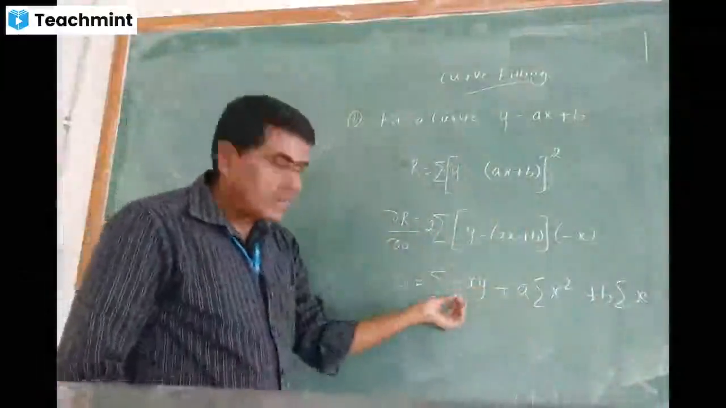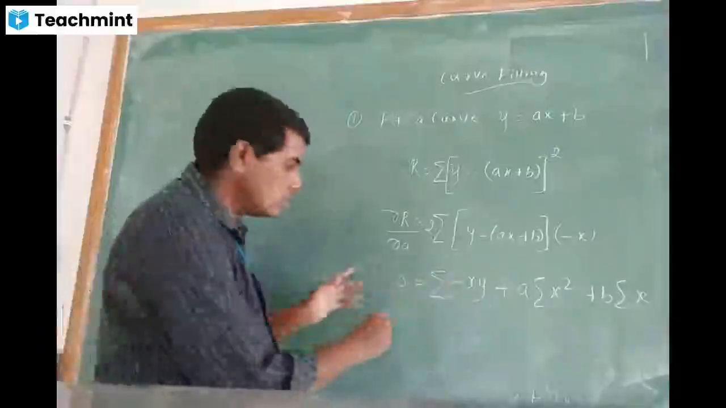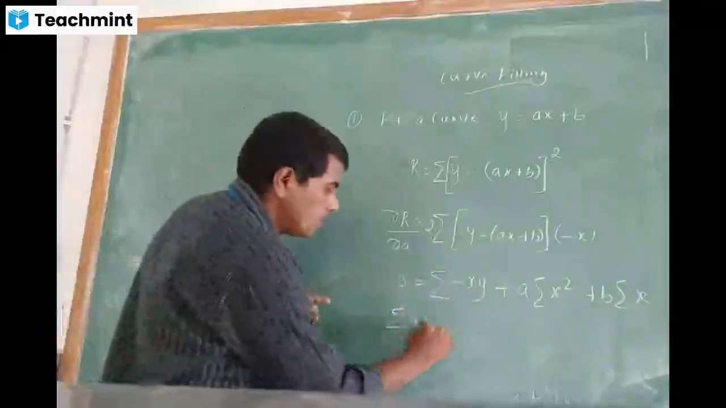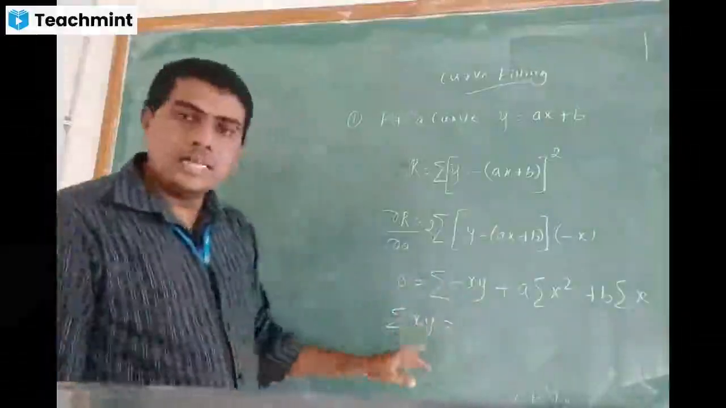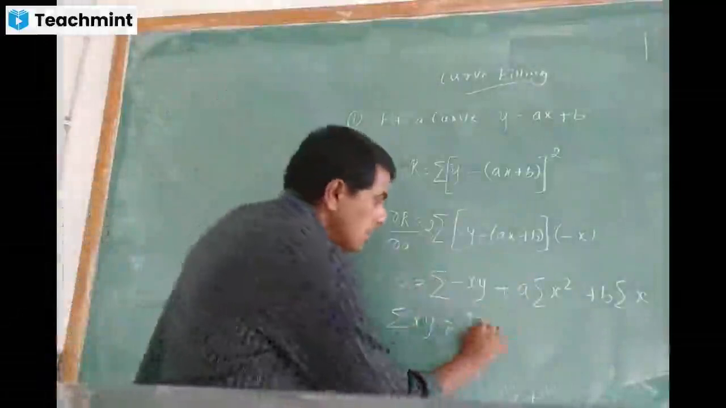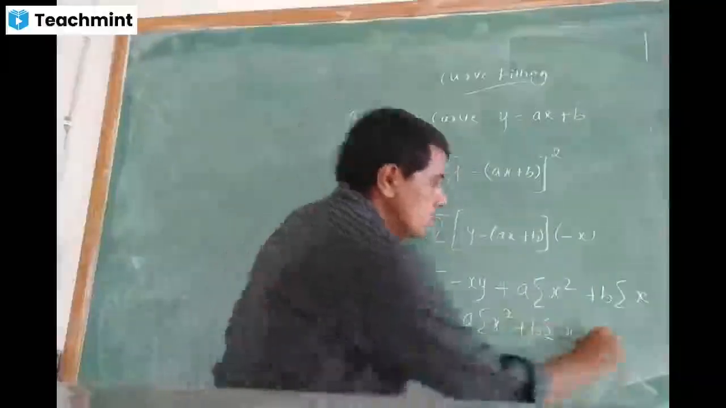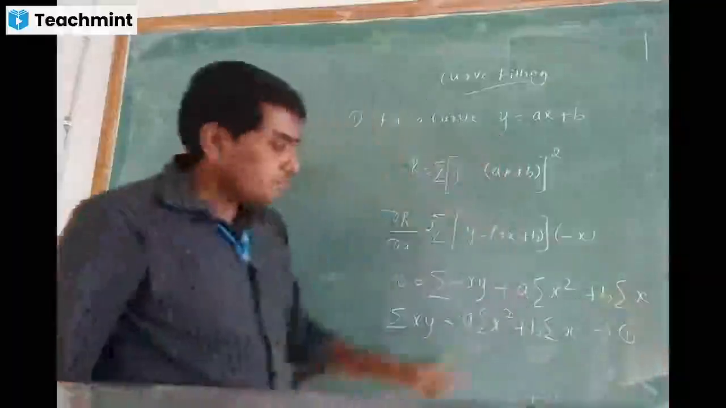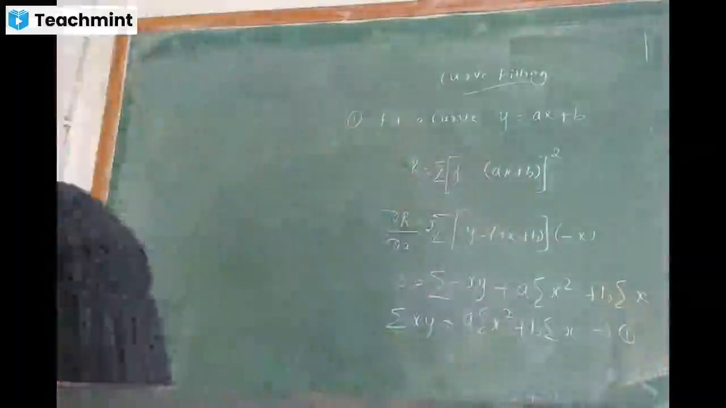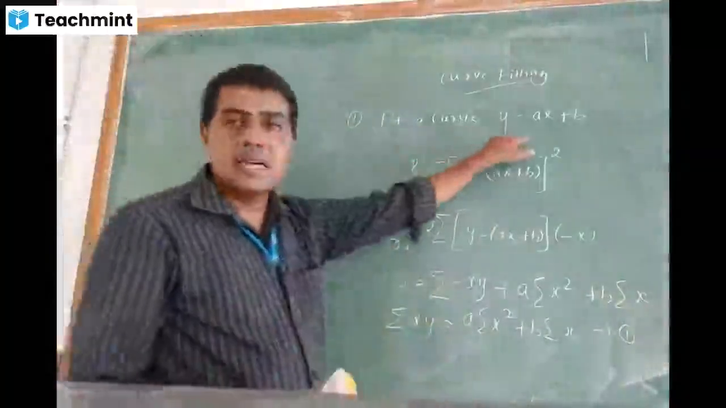Here, this minus sigma minus x by y, we take this to the LHS, so that term will become sigma x y, and the rest of the terms are written as it is in our equation. We name it: summation xy equals a summation x square plus d summation x. So this is number 1. This is your first normal equation for the right line.